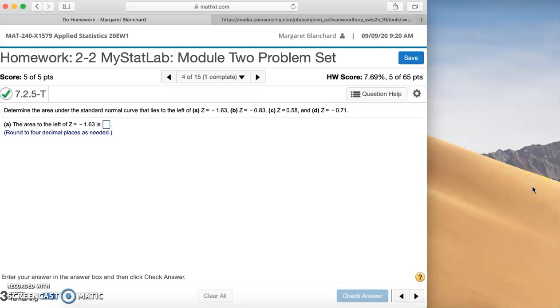Module 2, problem number 4. Determine the area under the standard normal curve that lies to the left of A, B, C, and D. So we'll go through these one at a time. There's two different ways to do these. I'm going to show you both.